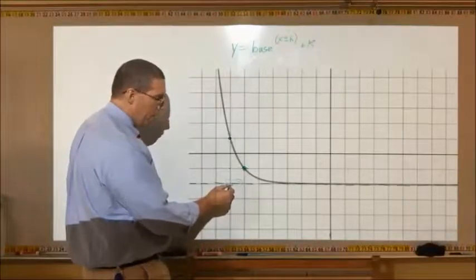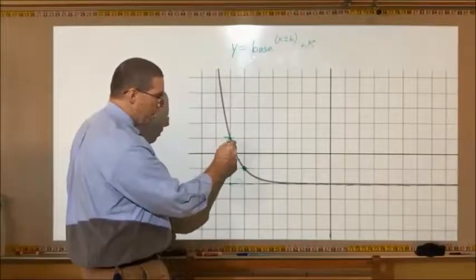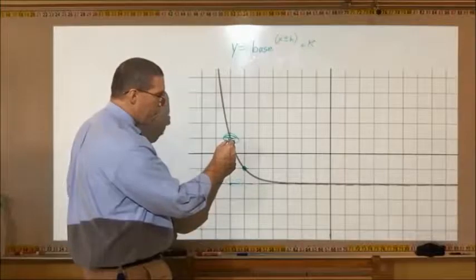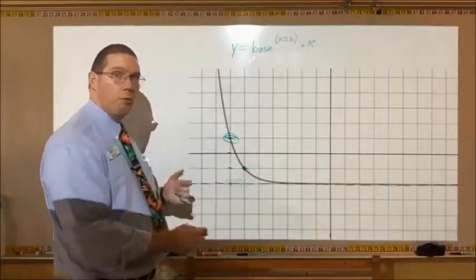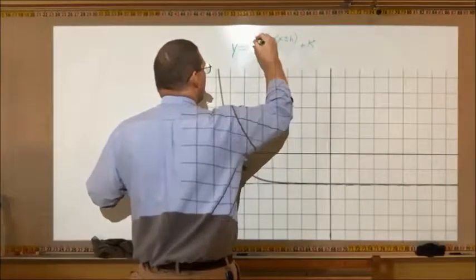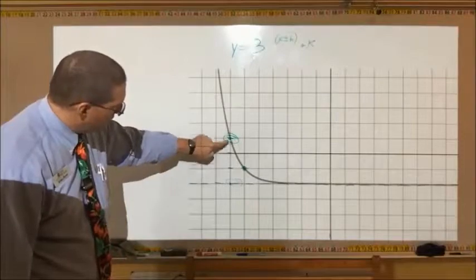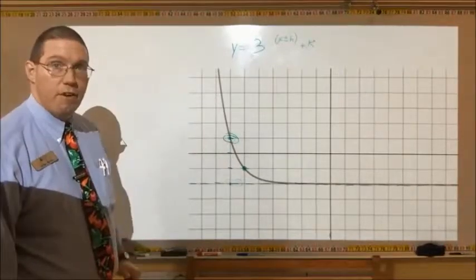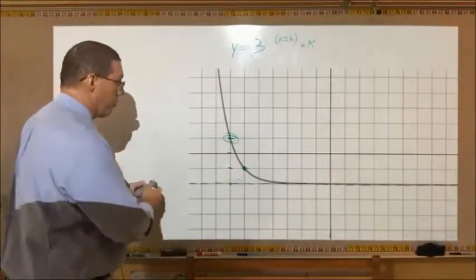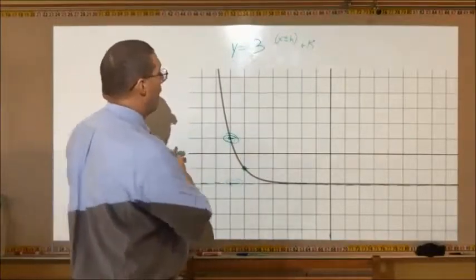So we're going to count from the asymptote. 1, 2, 3. So this point is 3 units from the asymptote. That means that the base of this exponential function is 3. This distance tells you what the base of the function is. And we'll do a few more examples so you'll see what I'm talking about. All right, so we got that.